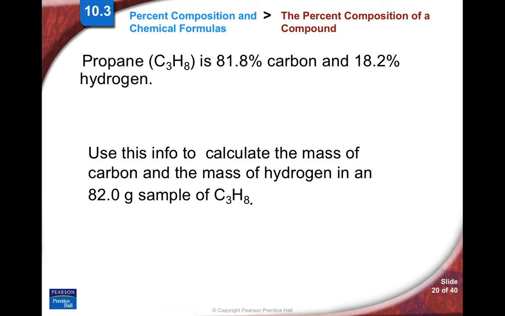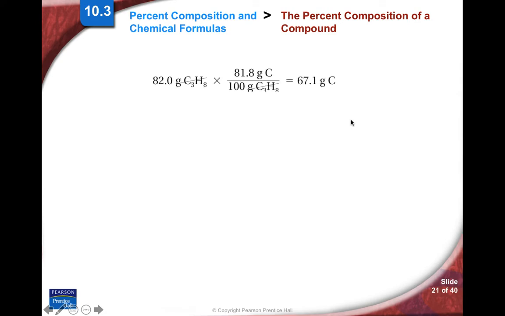We're going to go back to propane again, and remember it's 81.8 carbon and 18.2 hydrogen. If I had an 82 gram sample of propane, I could take the percentage times the total of my sample and get the amount of carbon versus the amount of hydrogen. How do you do that? Here's what we start with, the mass of our sample. Here is 81.8 grams per 100, right? We don't always get exactly 100 grams of anything. And you should have 67.1 grams of carbon.